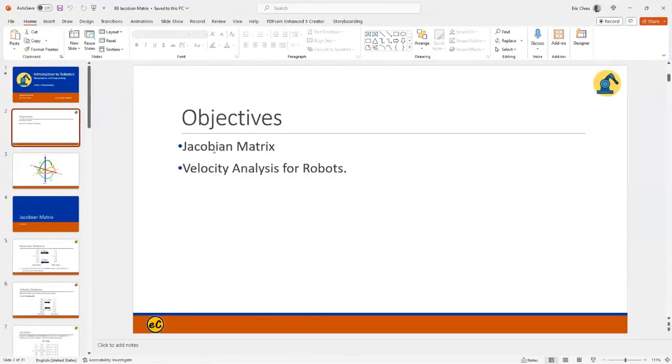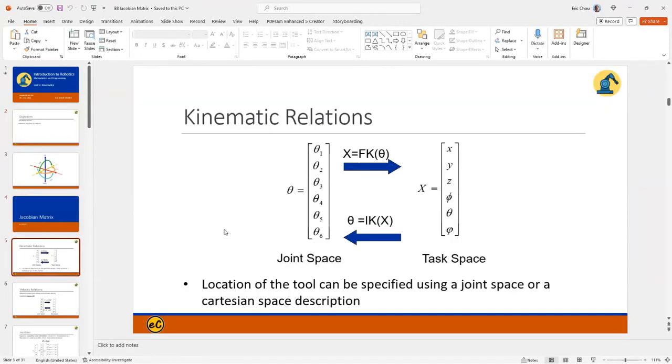So basically, the Jacobian matrix is used for velocity analysis for a robot. Number one, you have a system of variables called joint space, and there is a task space. What is the difference between these two? In joint space, each joint has some variable theta.